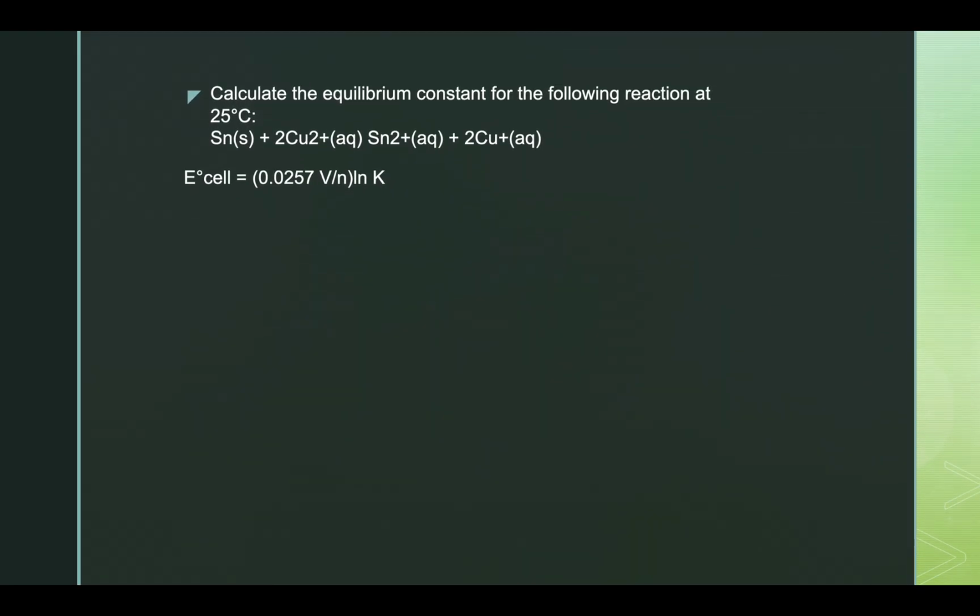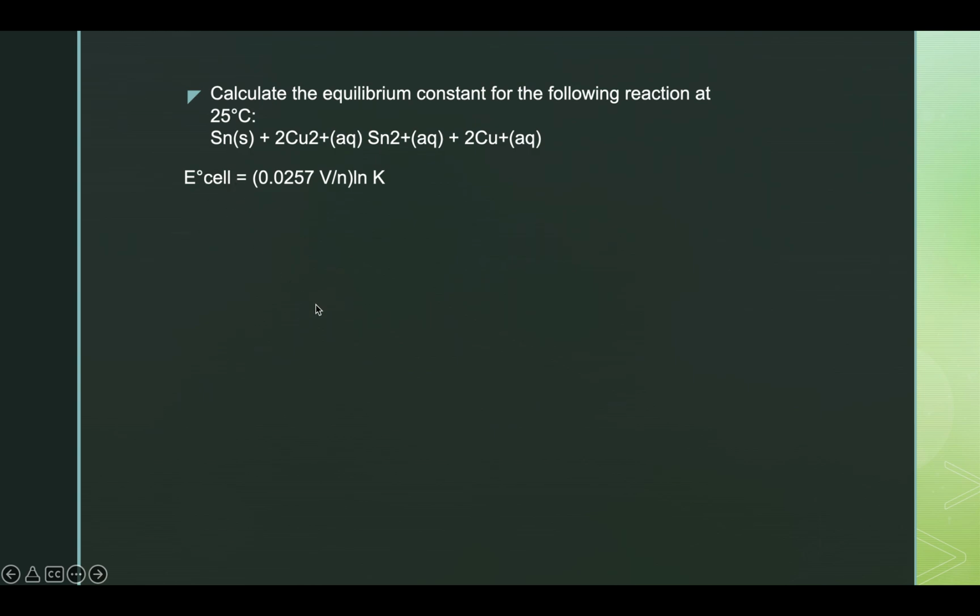Our first problem is to calculate the equilibrium constant for the following reaction at 25 degrees Celsius. It also gives you your balanced equation. For one, you should know K is the equilibrium constant, so you need to find a formula that fits what you're given. The one I found was E cell equals 0.0257 V divided by n multiplied by ln K. The first thing you want to do here is find E cell.